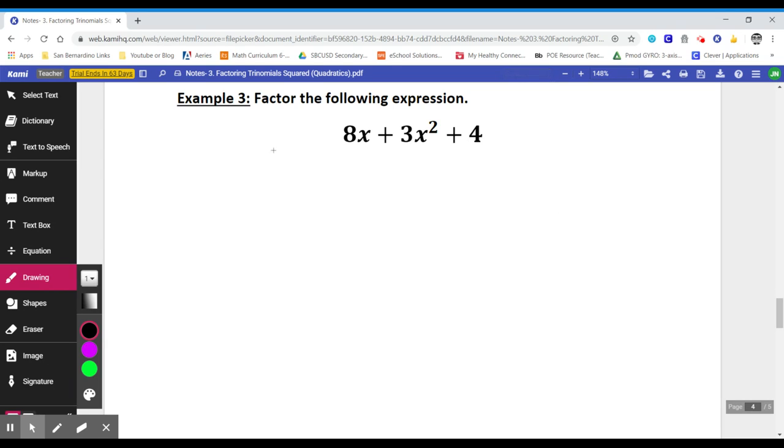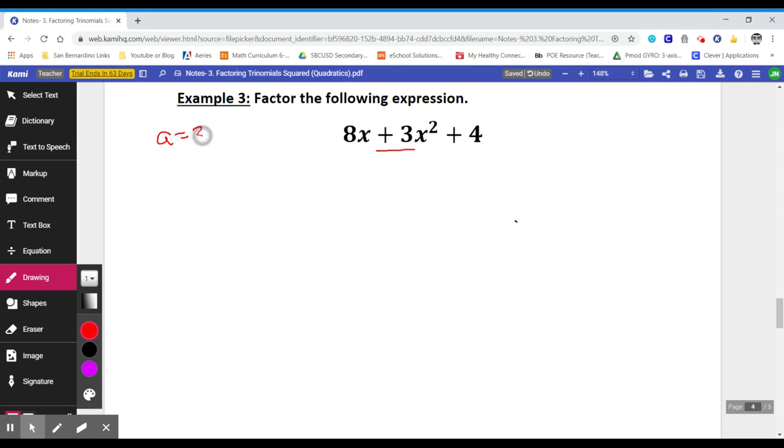So, okay, example 3. Factor the following expression: 8x plus 3x squared plus 4. So first thing you need to do is identify a, b, and c. Now this time, be careful. They do not make it easy for you because it is out of order. As you can see, a is the number in front of the x squared.